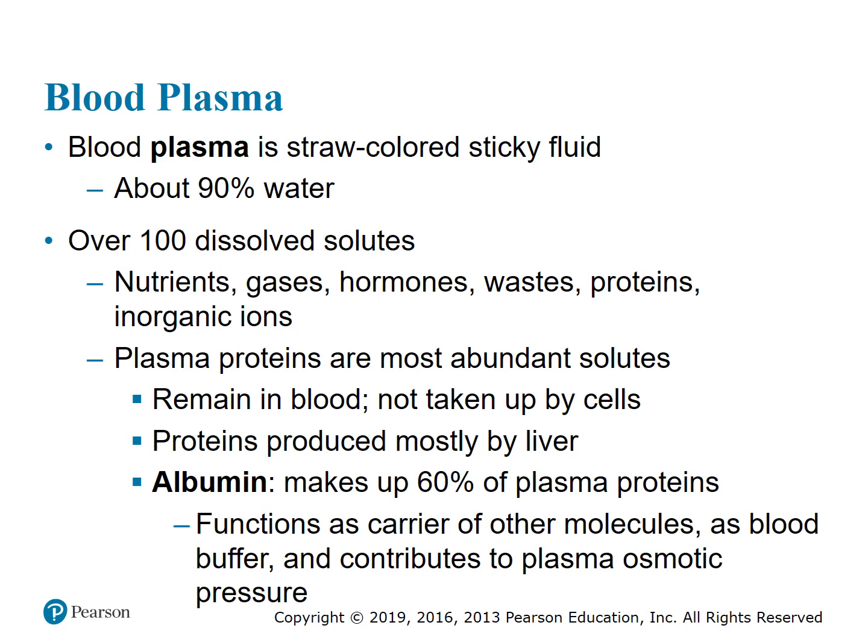There are over 100 dissolved solutes in plasma. There's nutrients, gases, hormones, wastes, proteins, and inorganic ions. Plasma proteins are the most abundant solute. They remain in blood and are not taken up by cells. And these proteins, the blood proteins, are produced mostly by the liver.